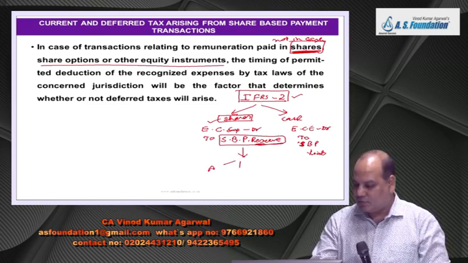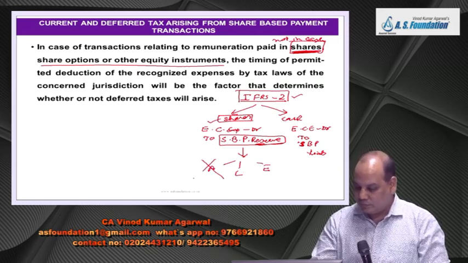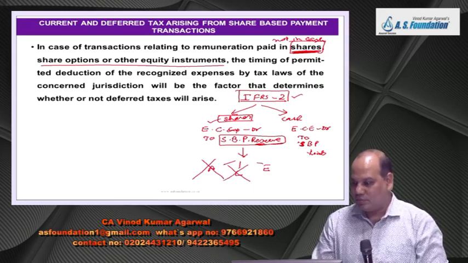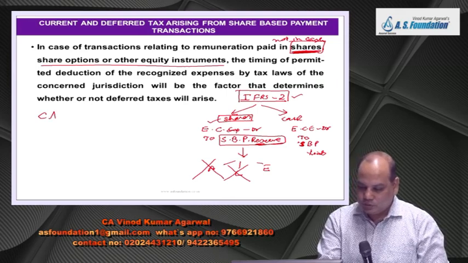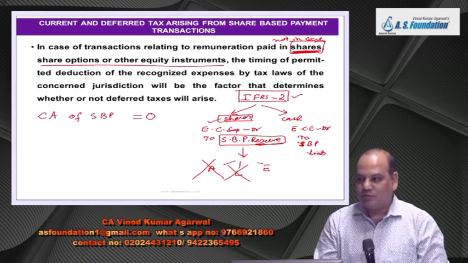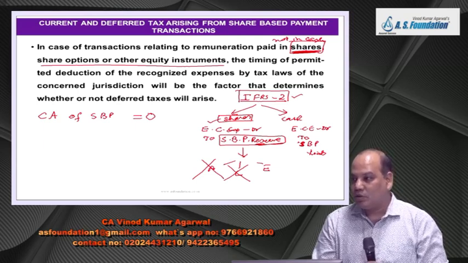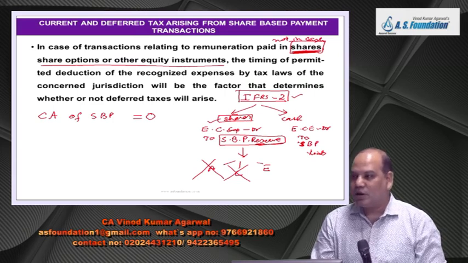Is it an asset, liability, or equity? It is neither asset nor liability. So the carrying amount of SBP is always zero, because it is neither asset nor liability. Carrying amount will be taken as zero.